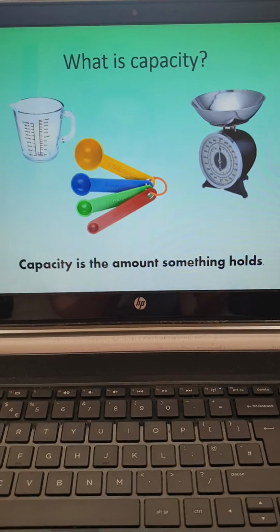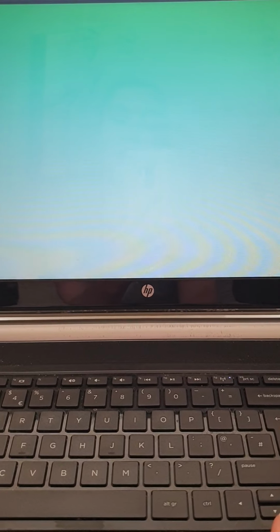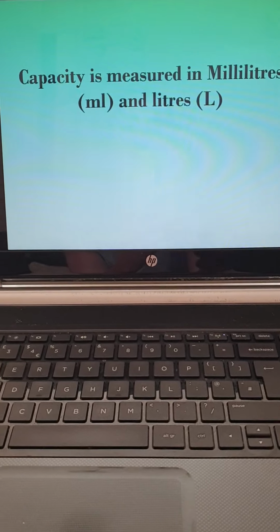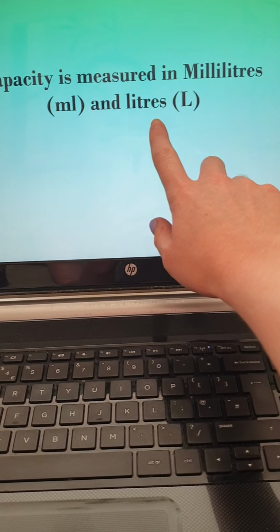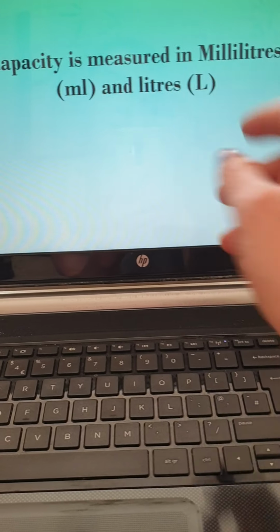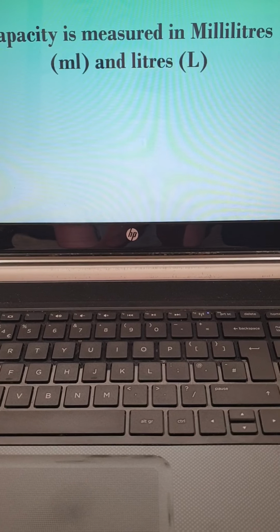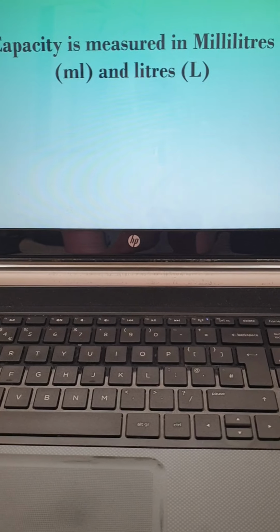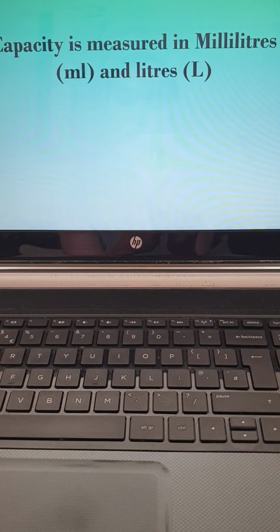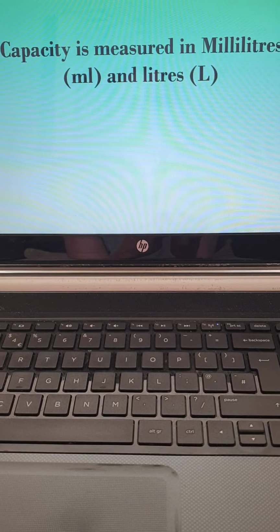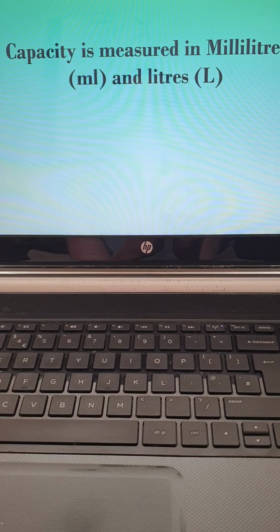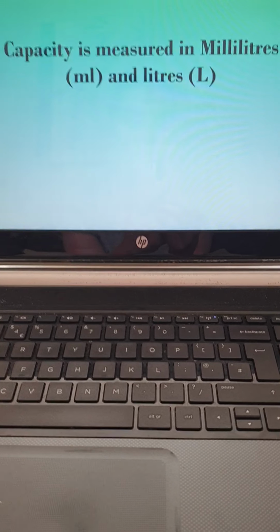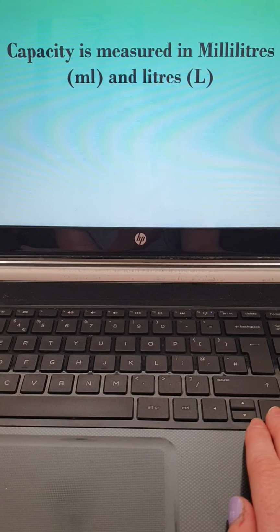Now, I wonder what is capacity measured in? Capacity is measured in milliliters, which have the symbol ml, or liters, which have the symbol L. If you see ml or L at the end of a number, that means it is measured in milliliters or liters. It's very similar to meters and centimeters. They are both forms of measurement.